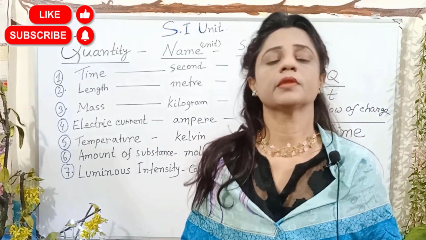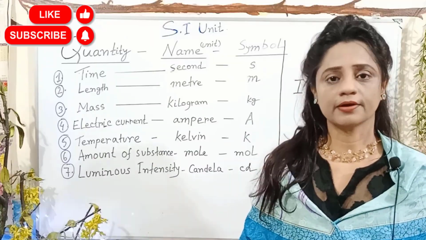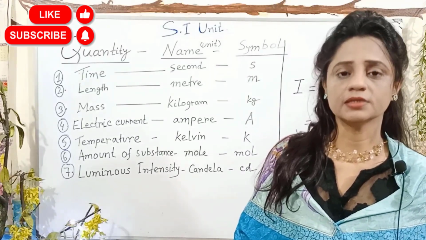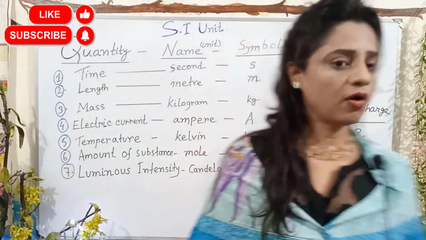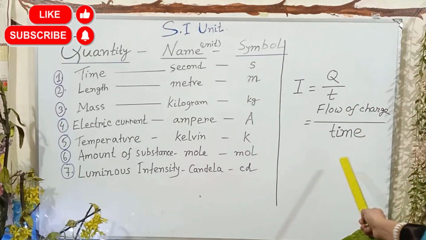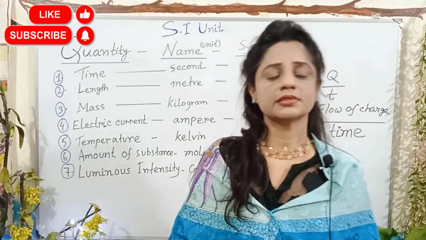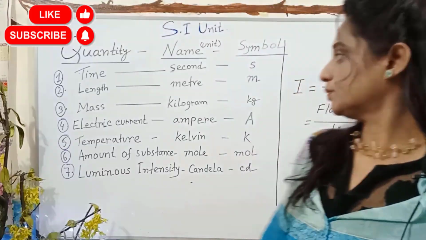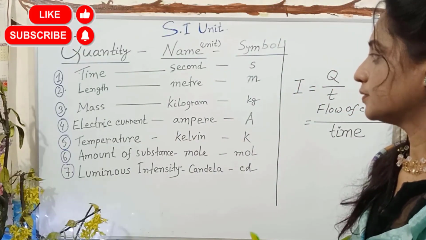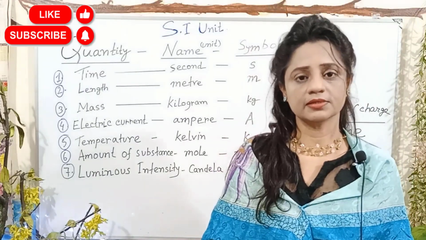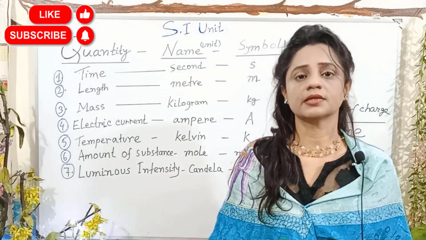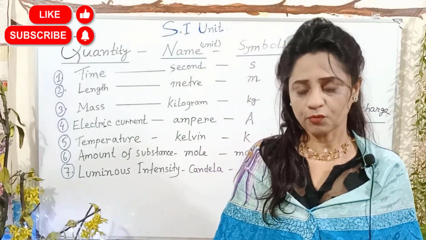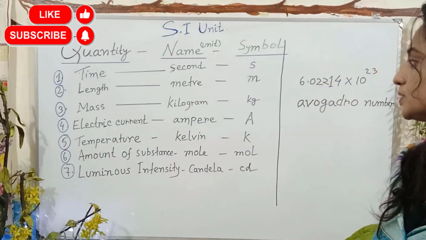Okay, then comes electric current. Electric current is the flow of charge, or you can say the flow of free electrons per unit of time, that is flow of charge q by t, time. So its unit is q by t, its unit is ampere. Then comes temperature. Temperature is very easy, so you can understand that the unit is Kelvin. Amount of substance, whose SI unit is mole.